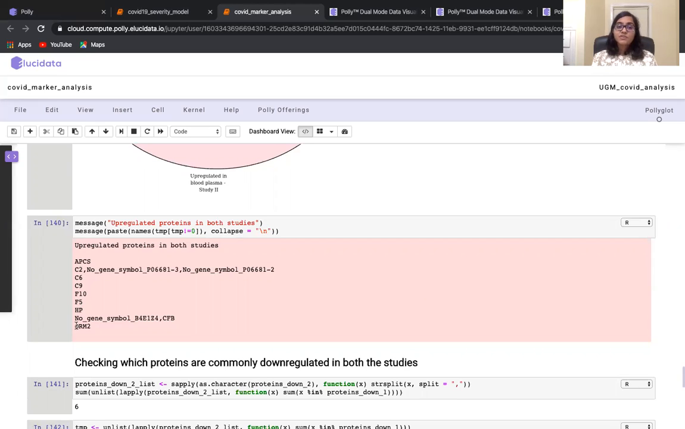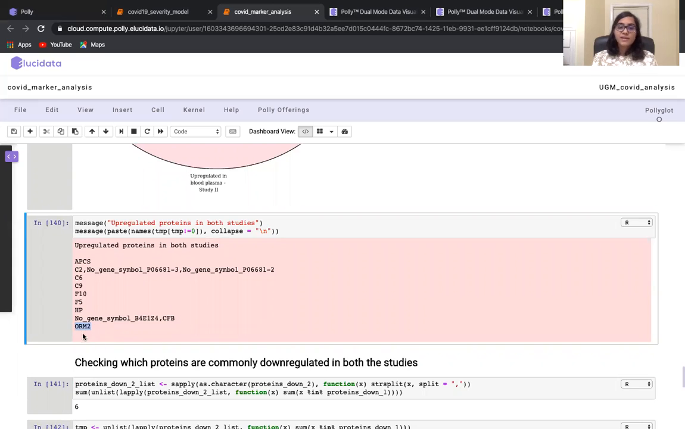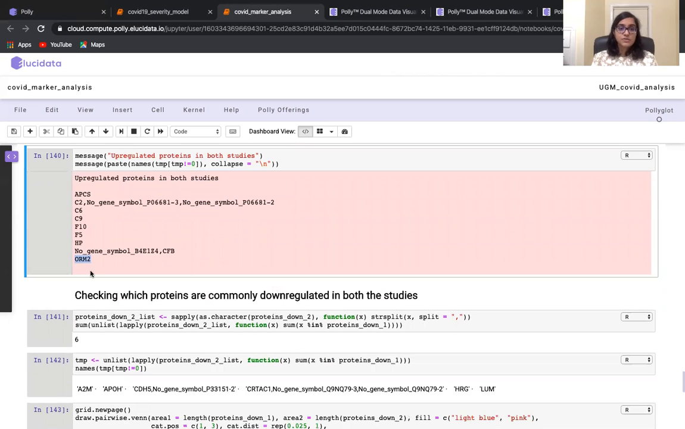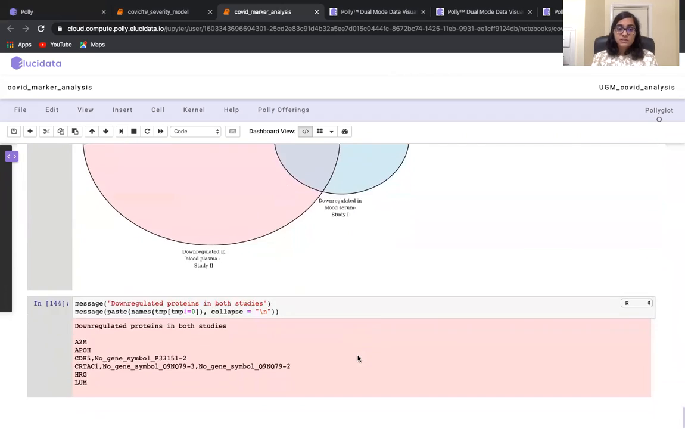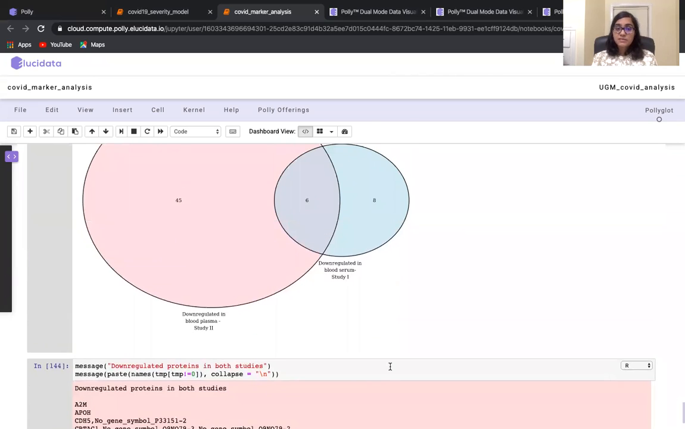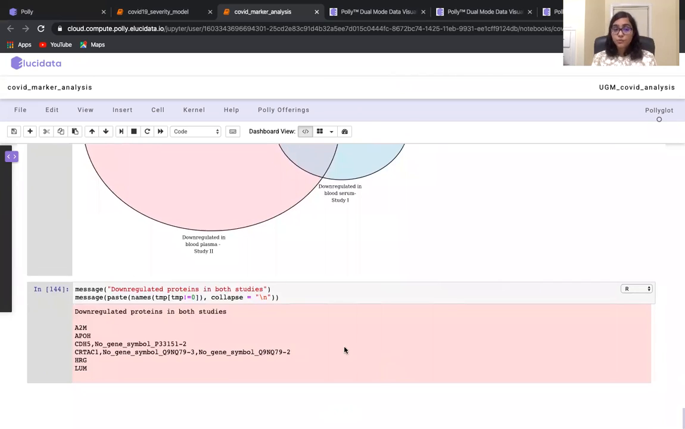Very interesting gene that shows up here is ORM2, and it's not quite clear what the function of this gene is, but it is upregulated in both of the proteomics data coming from very different patient cohorts. So this is possibly a place where we can delve into the data further and try and identify what ORM2 is linked to. Same way, we can look at the downregulated genes as well that are common in both studies, and there are 6 downregulated proteins that are common.